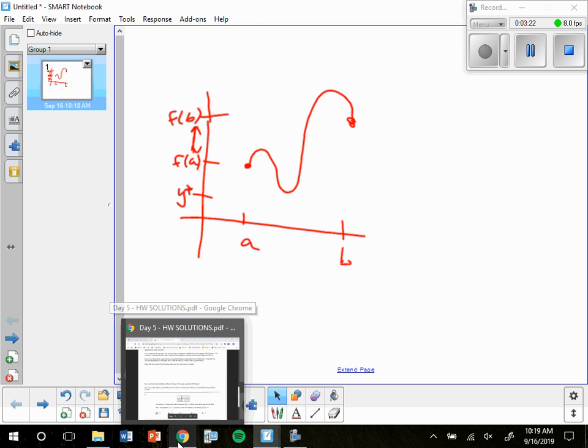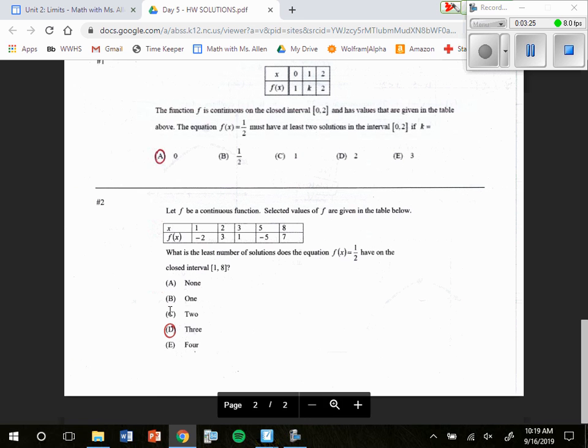So going through these, I just want to talk through them. So f is continuous from 0 to 2, and here are some values. If I say that my function has a y value of 1/2 at least 2 times, then what does this k value have to be? So if I start at 0, 1, and then I have the point 2, 2. And I need it to hit 1/2 at least twice.